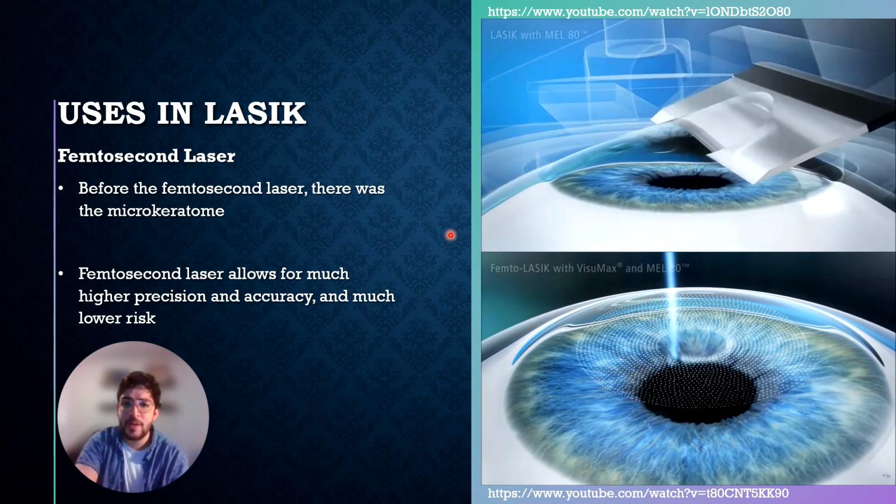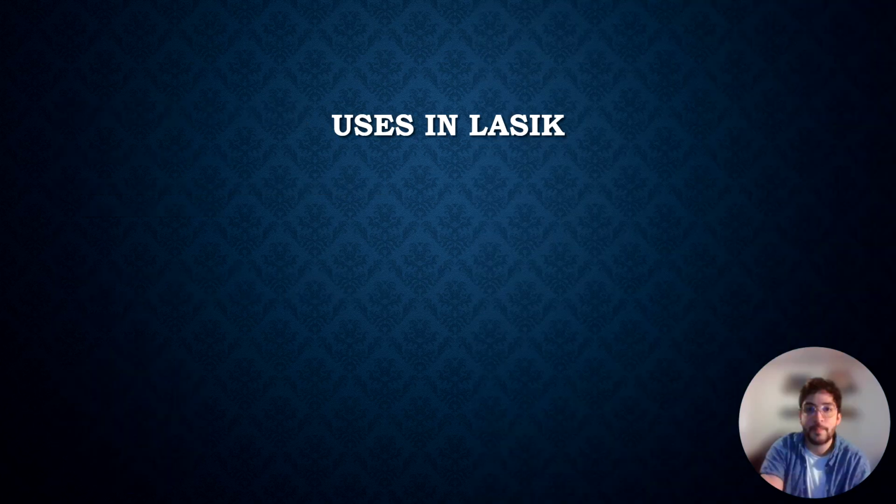The femtosecond laser, after its conception, most practices started using that instead because it allows for much higher precision and accuracy, and it's far lower risk than that blade was. And so the way that the femtosecond laser works is it will basically dissect the cornea from within. It will create a pocket between the stroma and the other layers, and that way it creates the incision where we can access the stroma and ablate the tissue with the other laser.